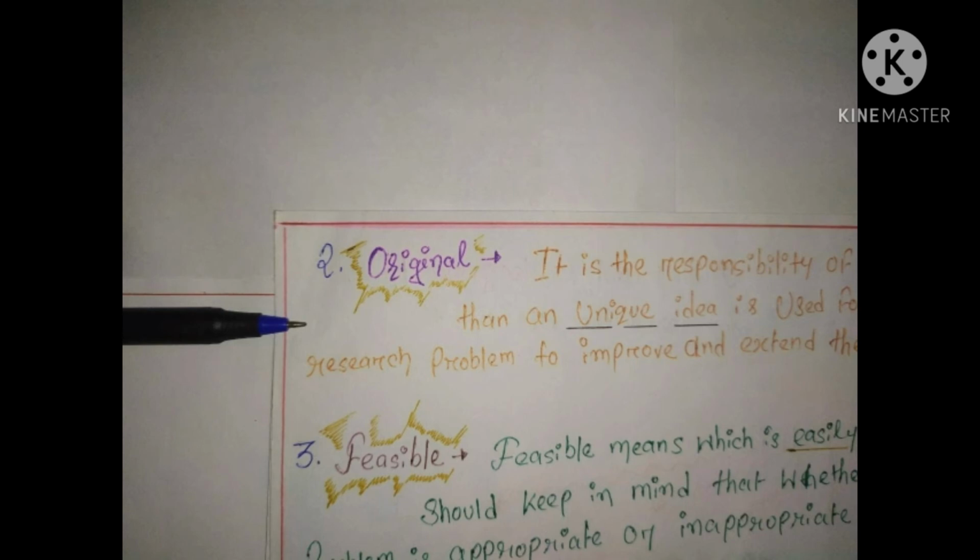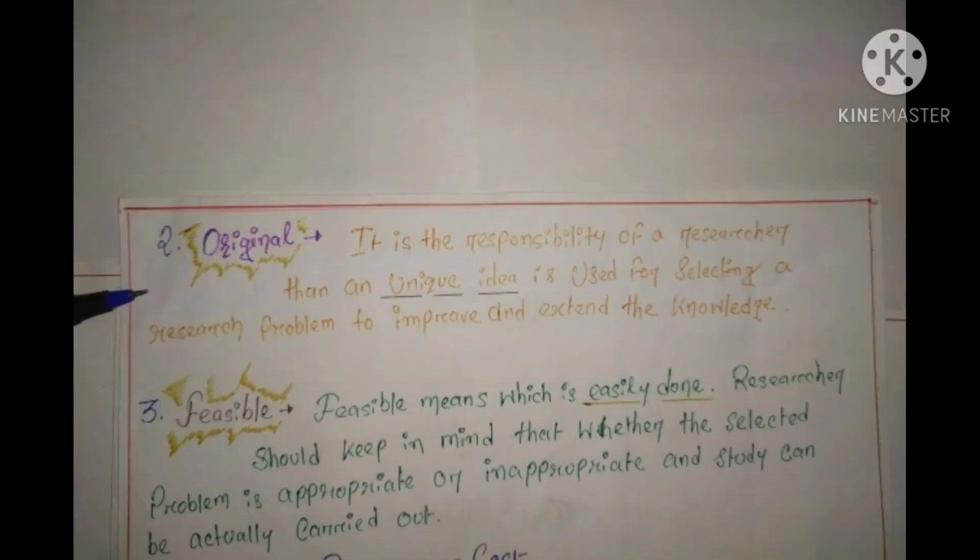Original. It is the responsibility of a researcher that a unique idea is used for selecting a research problem to improve and extend the knowledge. Now, what does that mean? Okay, so we don't want to repeat a study and waste others' time, now do we? So we will make sure that our study is new and unique, right? I hope original is clear.